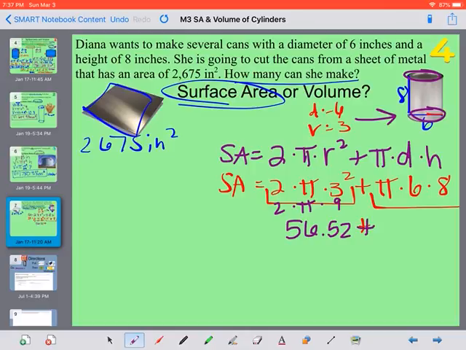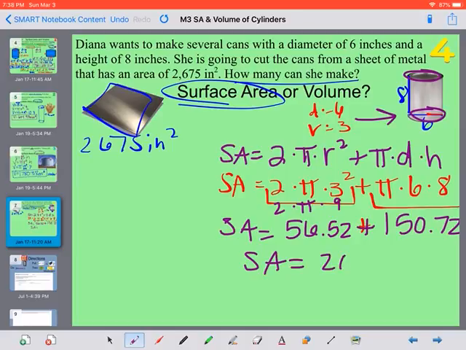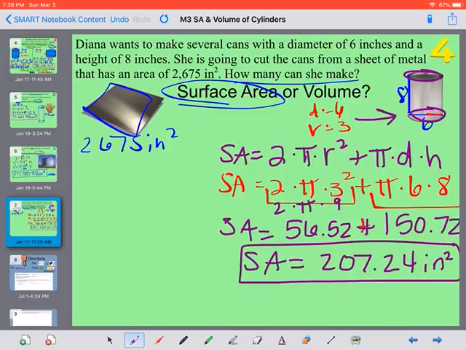And then pi, 3.14 times 6 times 8, 150.72. So the surface area of one can is 207.24 inches squared. So this is the surface area of one can.